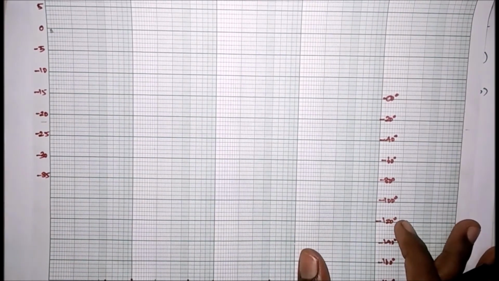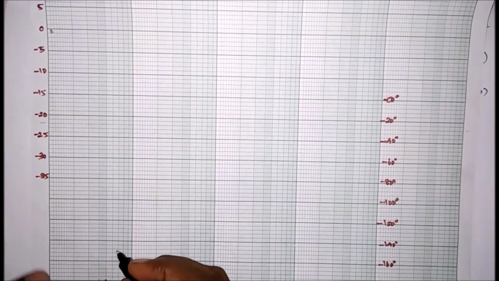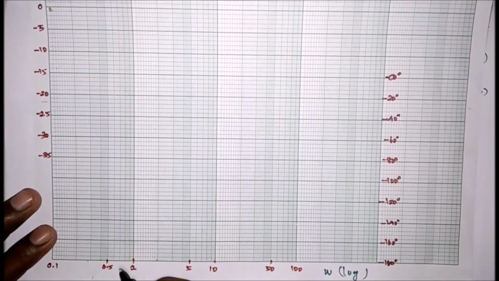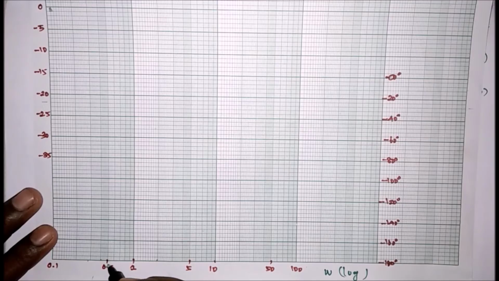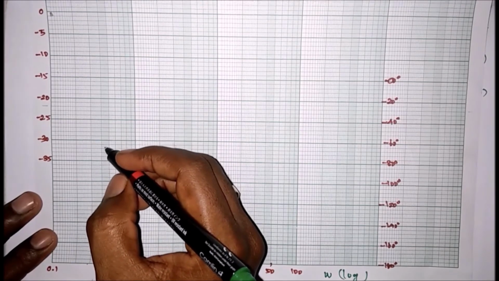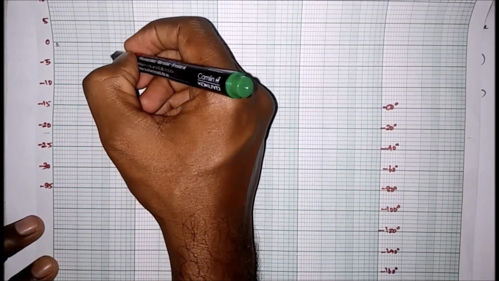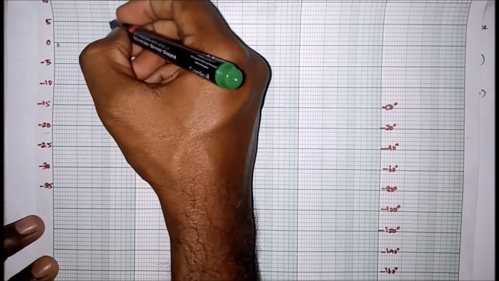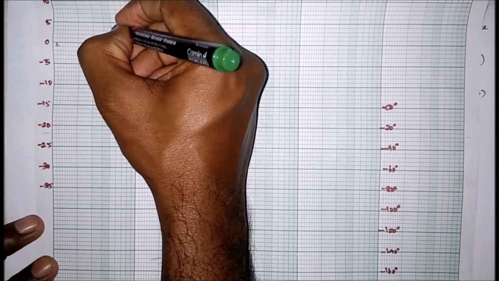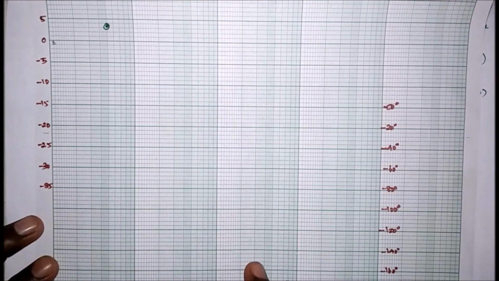So now, for the lowest corner frequency omega 0.5, its magnitude is 3.5 decibel. So this is the 0.5 line, and 3.5 means it will come here. So we can mark like this.